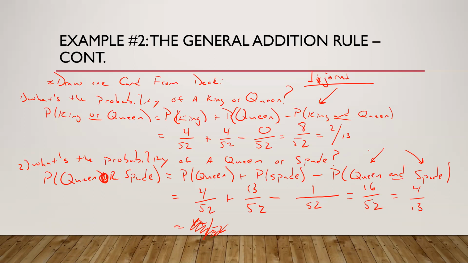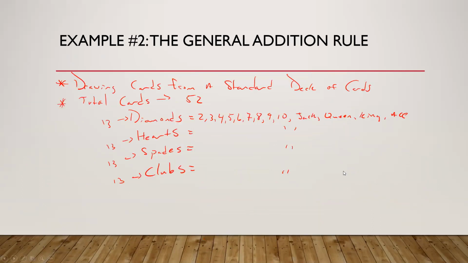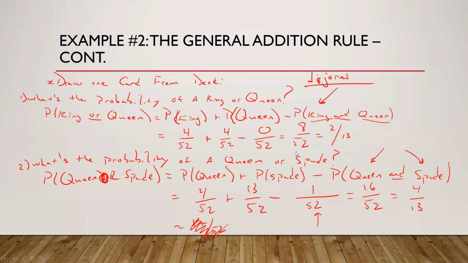So wait, I have a quick question. Sure. How did you get the 1 out of 52? This queen and a spade. But you said it's disjoint, right? Wouldn't it be 0 out of 52 again? So king and queen are disjoint because you cannot draw a card and have it be both a king and a queen. But you can draw a card that's both a queen and a spade, because if you look back here, there's a queen of spades. Oh, okay. That's why it's 1 out of 52. Okay, thank you.